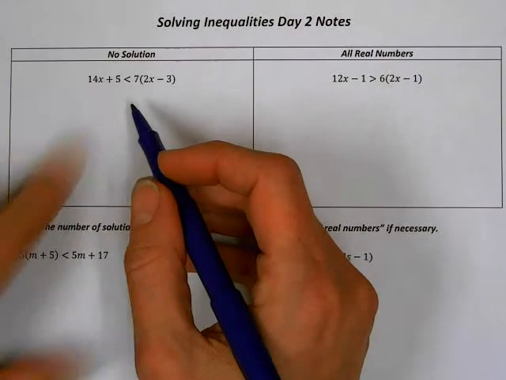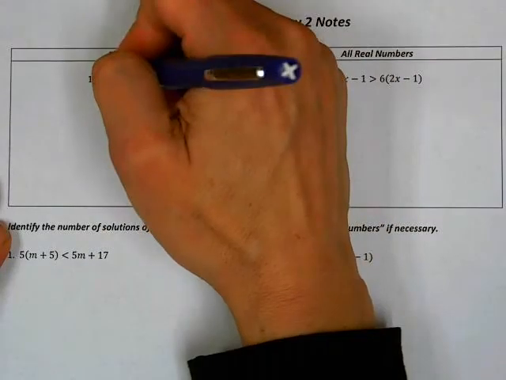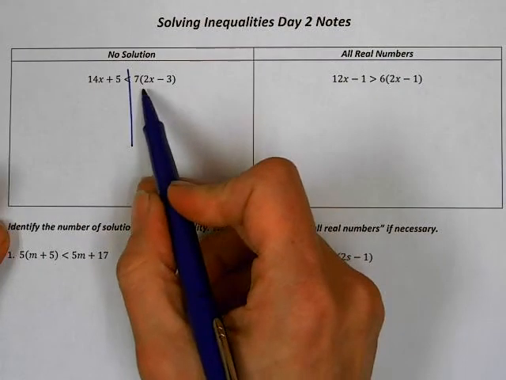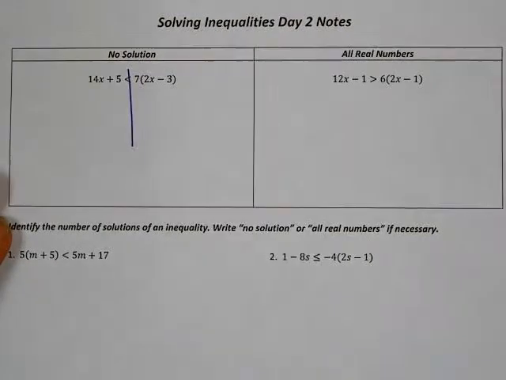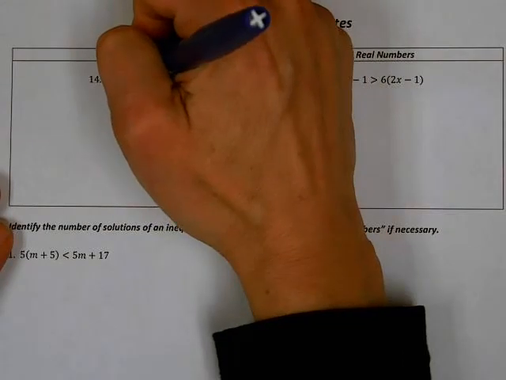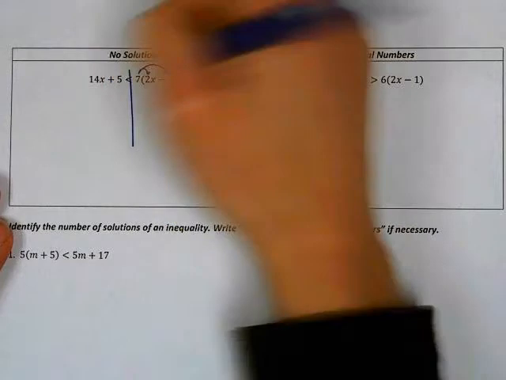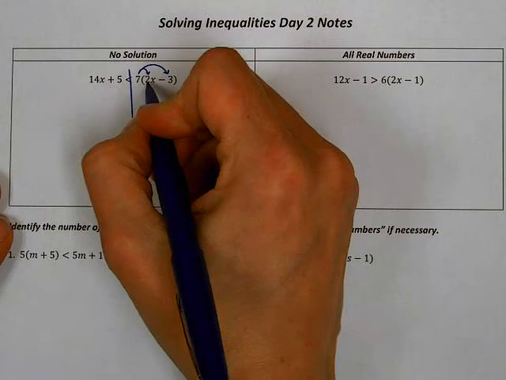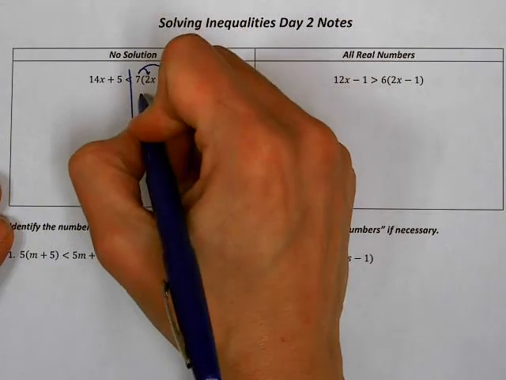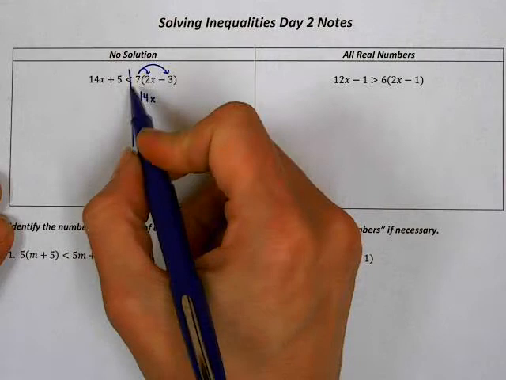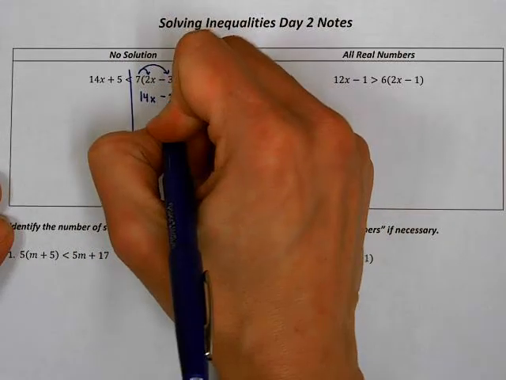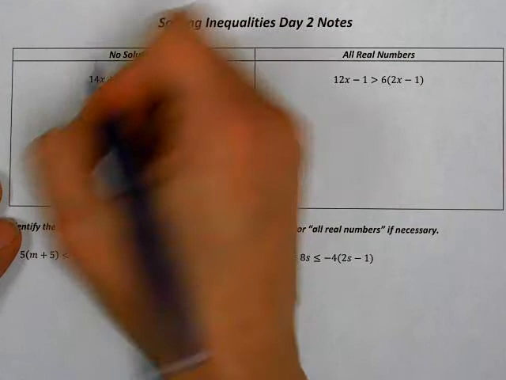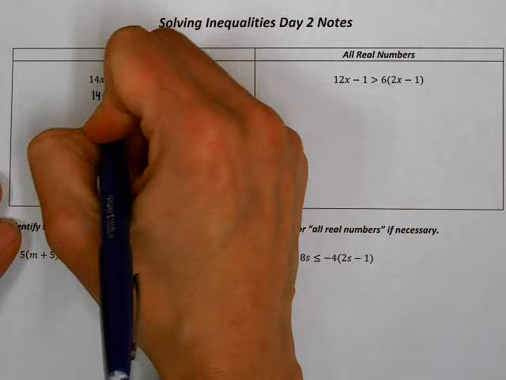My goal is to solve this inequality, and we're going to use the steps that we've been using so far. The first thing I notice is there's parentheses here, and I know I can't do anything until those parentheses are gone. So I'm going to distribute that 7 to both of the terms inside the parentheses. Distributing is multiplication, so 7 times 2x gives me 14x. 7 times a negative 3 gives me a negative 21. Now I'm going to keep my inequality symbol the same. I've got 14x plus 5.